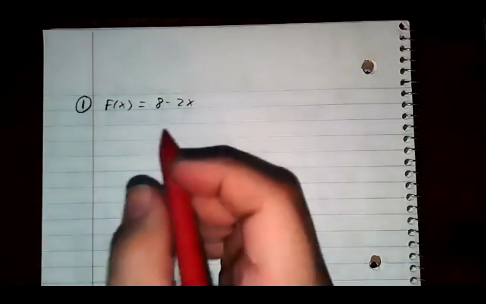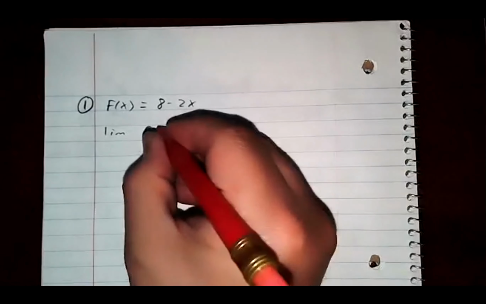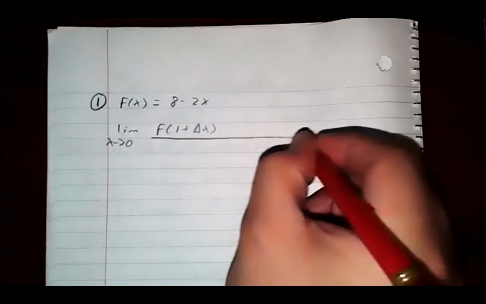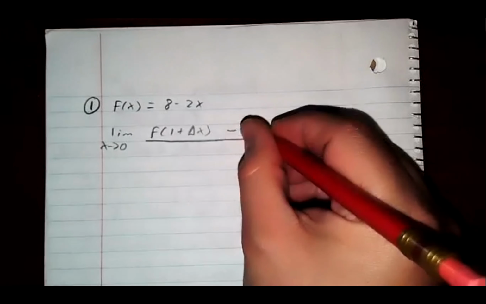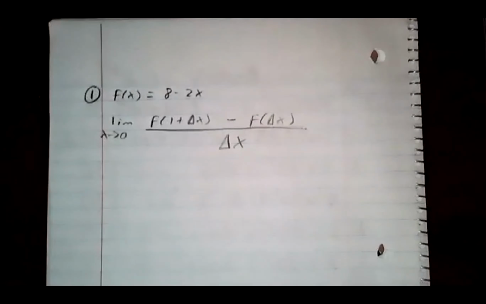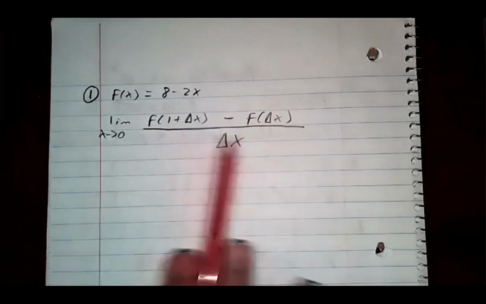All right, so if f is equal to 8 minus 2x, what they're saying is, okay, let's take the limit as delta x goes to 0 of f of 1 plus delta x minus f of 1 over delta x. All right, so if we were trying to find the derivative at a particular c, you would do this. Okay.